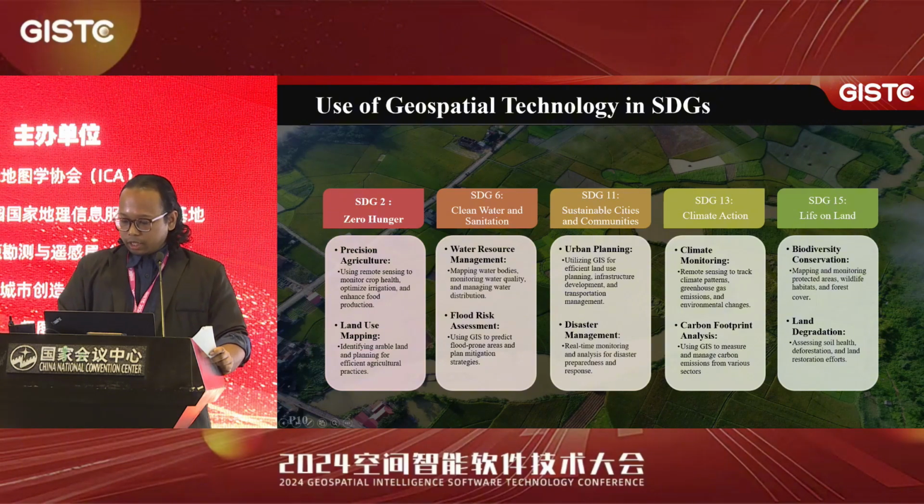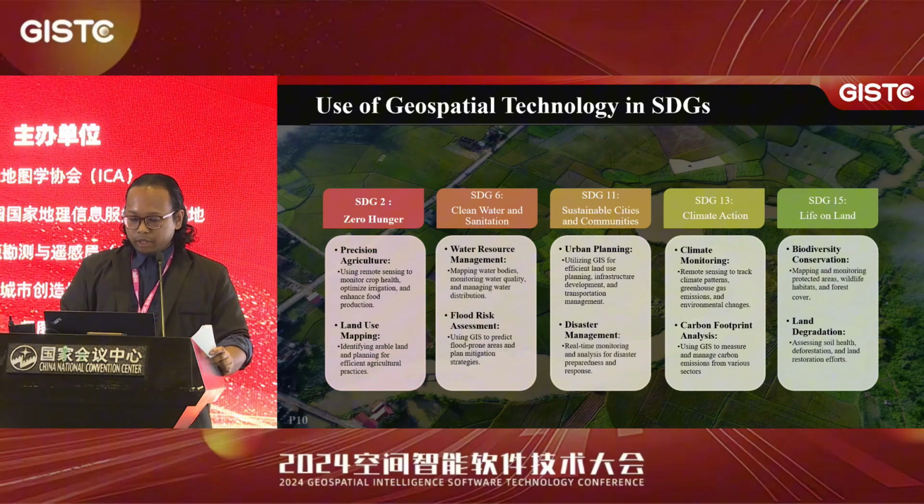Advanced precision agriculture uses remote sensing to monitor crop health, optimize irrigation, and also enhance food production. Land use mapping can identify arable land and plan for efficient agriculture practice. For SDG 6, clean water and sanitation, water resource management uses GIS for mapping water bodies, monitoring water quality, and managing water distribution. We also can use GIS for flood risk assessment to predict flood-prone areas and plan mitigation strategies.